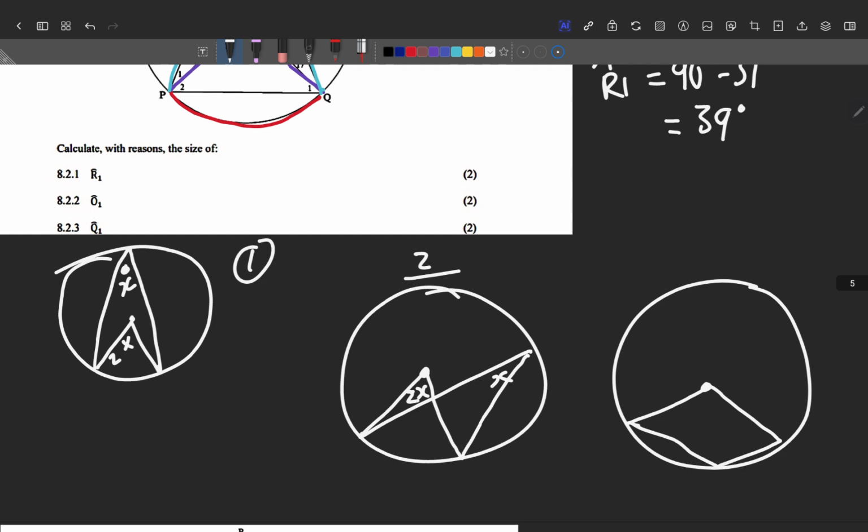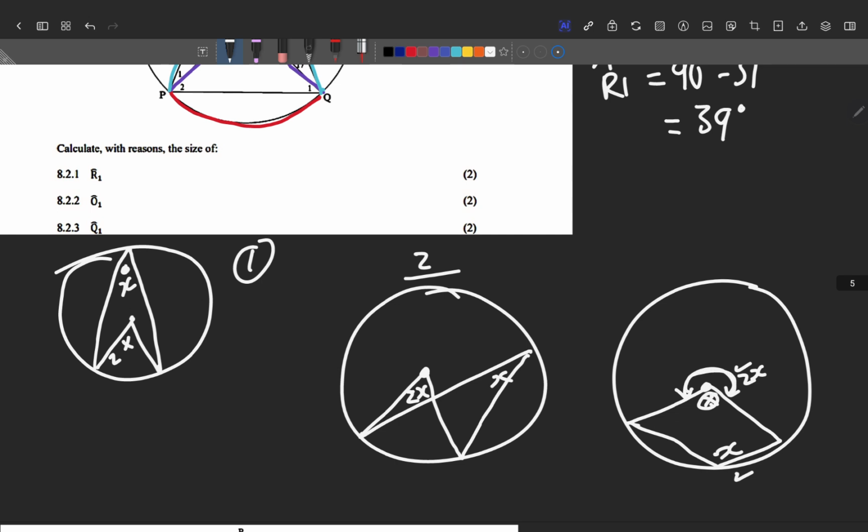Correct. So what you need to know here is that the angle formed here is twice the angle formed here. So it is still the angle at the center twice the angle at the circumference. So here we're going to have, let's say, x. Obviously here we're going to have 2x. Not this angle. This is where most people get things wrong. Not this angle, but the outside angle.